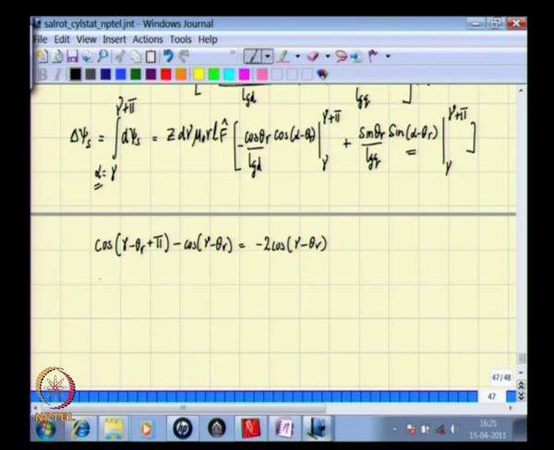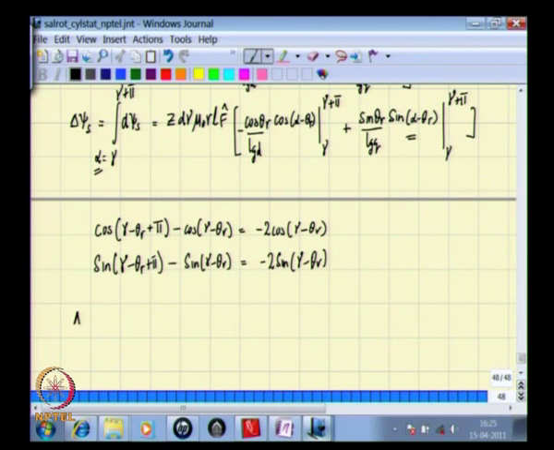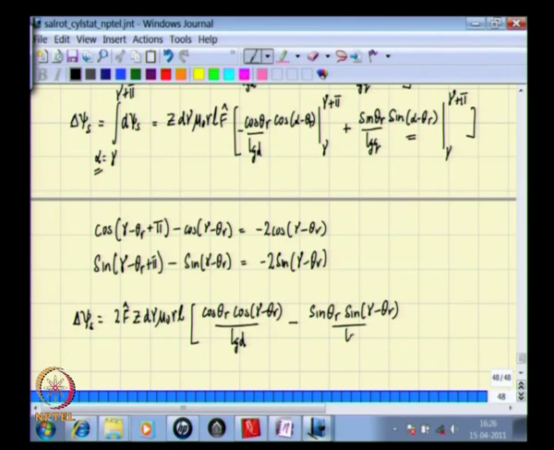And then we look at the second term, that is sin of gamma minus theta r plus pi minus sin of gamma minus theta r, that is minus 2 times sin of gamma minus theta r. And therefore this expression delta psi s can be written as 2 times F hat z d gamma mu naught R L multiplied by cos theta r cos of gamma minus theta r divided by L g d, minus sin theta r sin of gamma minus theta r divided by L g q.